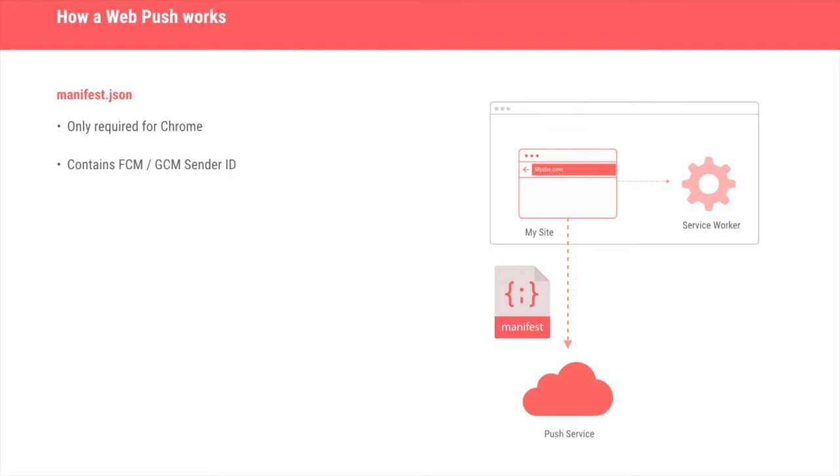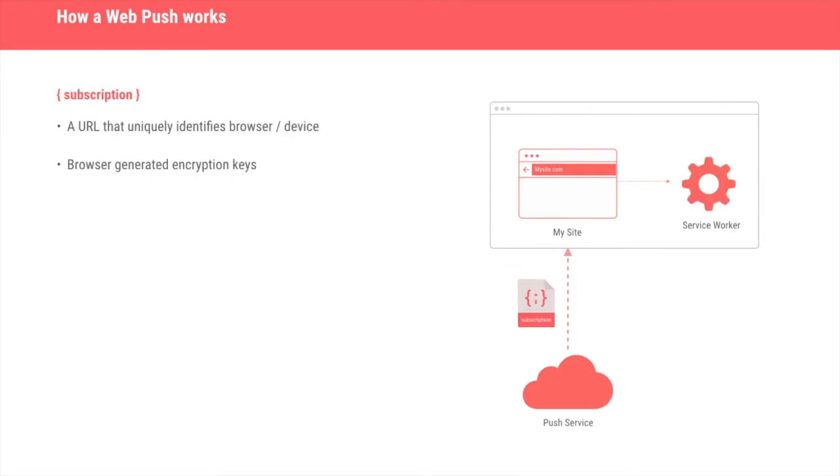This request is sent to the push service to complete the subscription process, and the push service in turn returns a subscription object. A subscription object contains a URL that uniquely identifies the browser and the device. Once the browser receives the subscription, it generates a pair of encryption keys, and it provides the complete subscription object to your site. The encryption keys are generated so that end-to-end encryption is possible. Any message that your application backend sends to the end user cannot be decrypted by the systems in between, mainly the push service. It cannot read the contents of the message that you send.